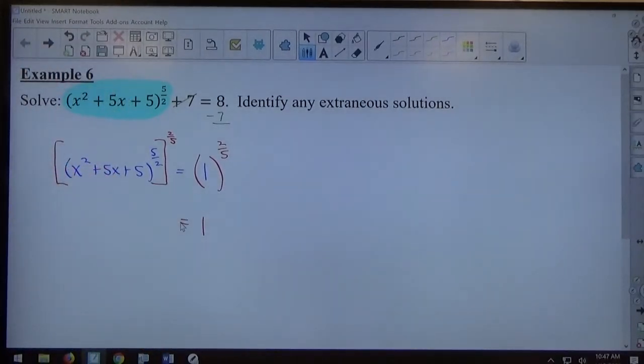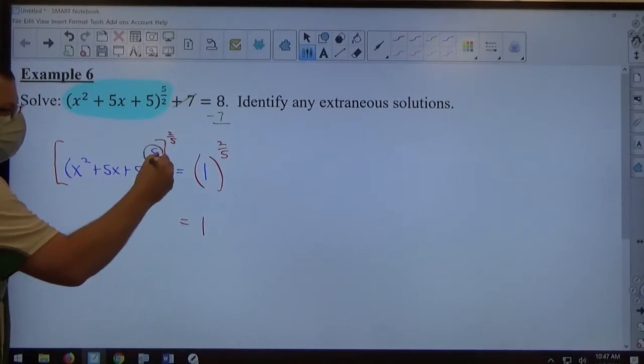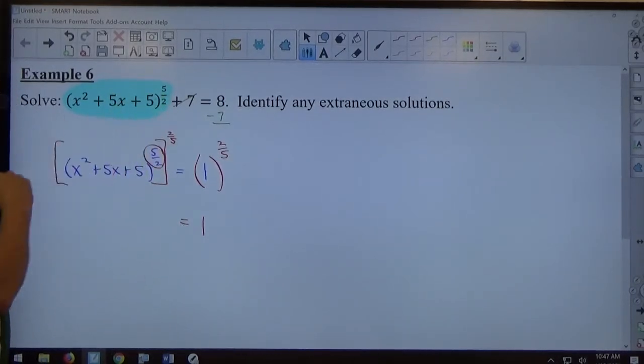Yes? Is 2/5 the reciprocal of 5/2? Yeah. The reciprocal of the power is what we're doing. So 5 halves power, reciprocal 2/5.